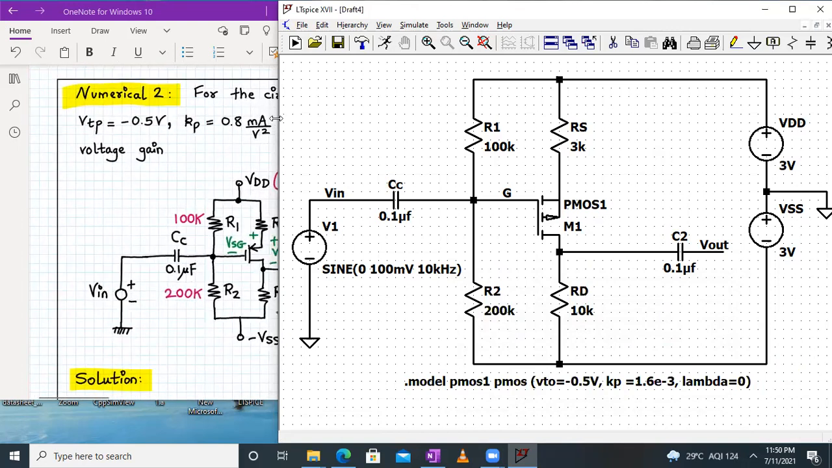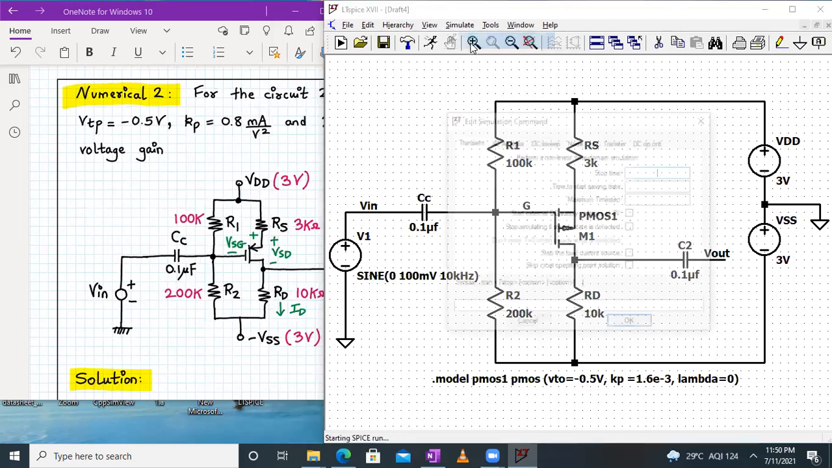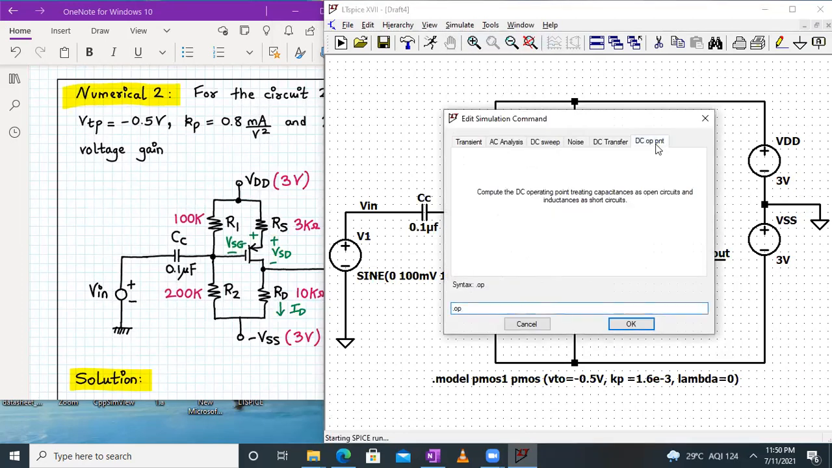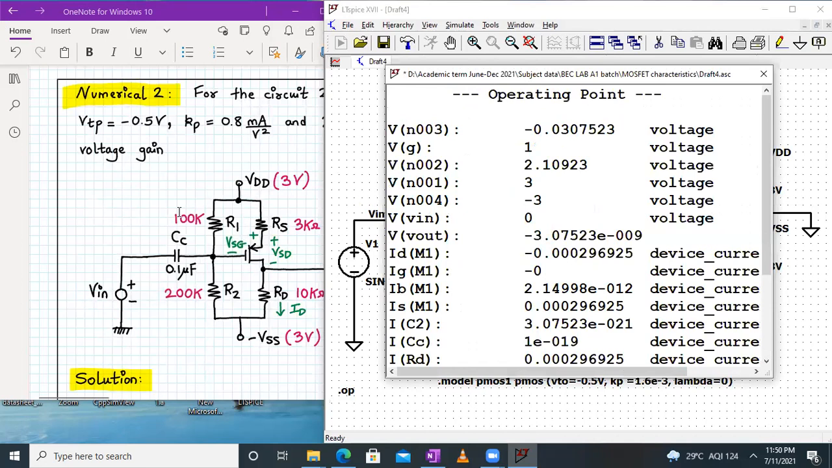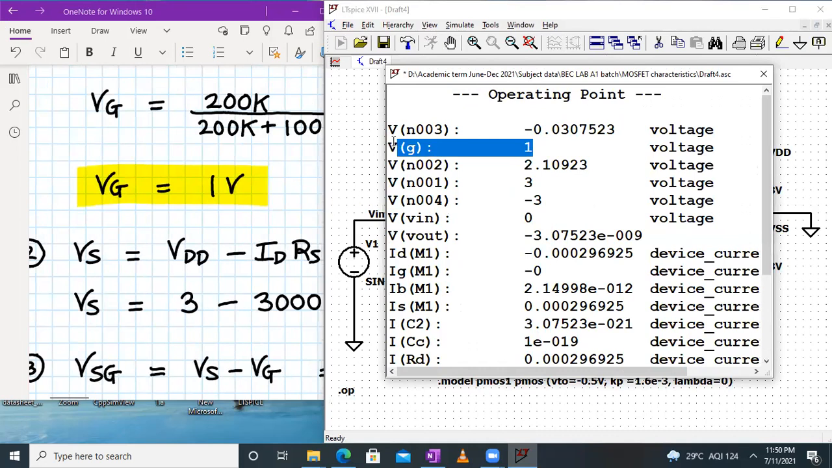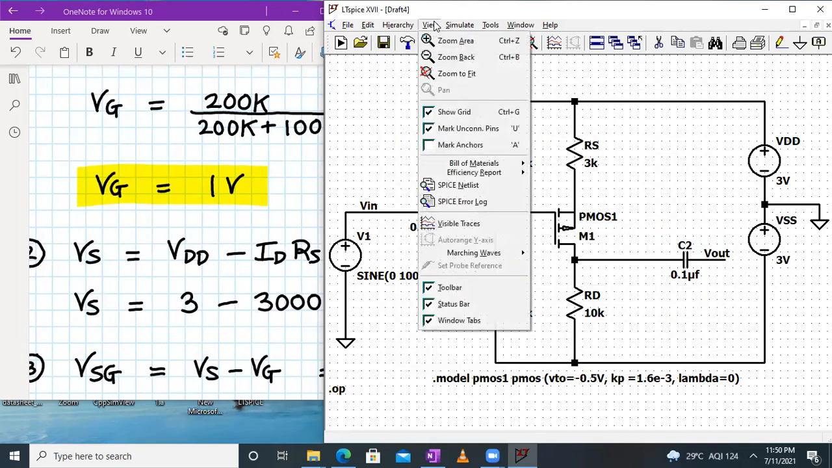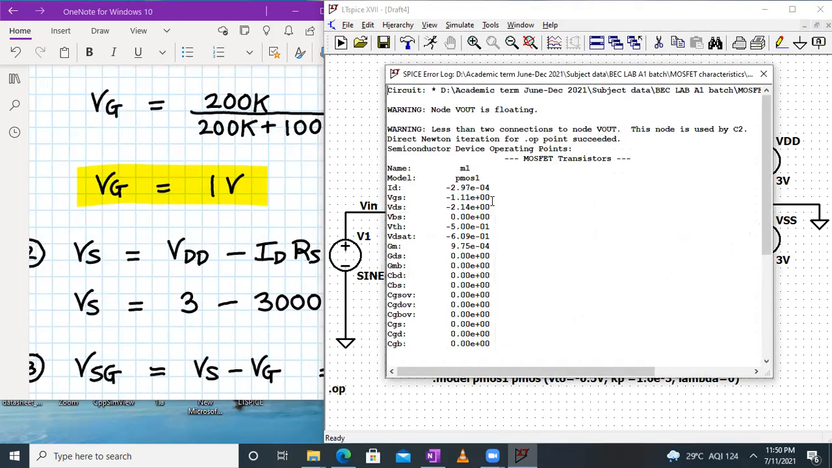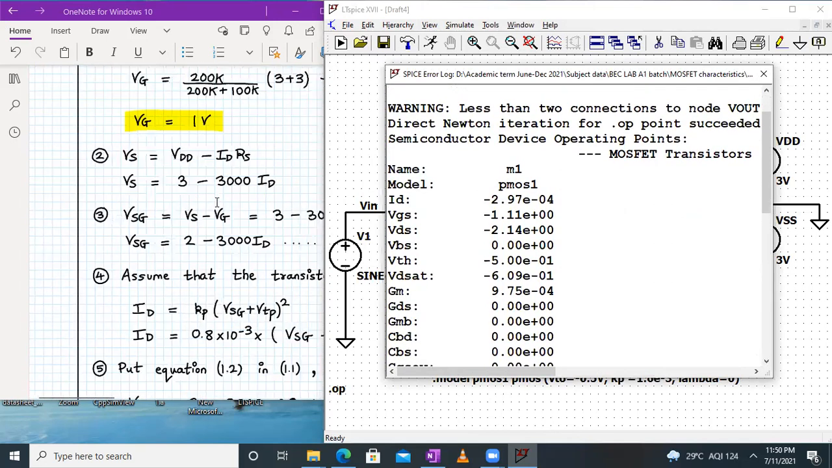And now we are ready to simulate the DC analysis of the circuit. So let us go to simulate, click on run, select the DC operating point and click on OK. As soon as you click on OK, you will get a screen. In that you can see we have marked the VG voltage over here. See this? The VG voltage is 1 volt. We can directly see that. Now let us check the other DC parameters. For checking the other DC parameters, go to view, click on the SPICE error log. Here you will get all the values of DC parameters for the voltages and currents.